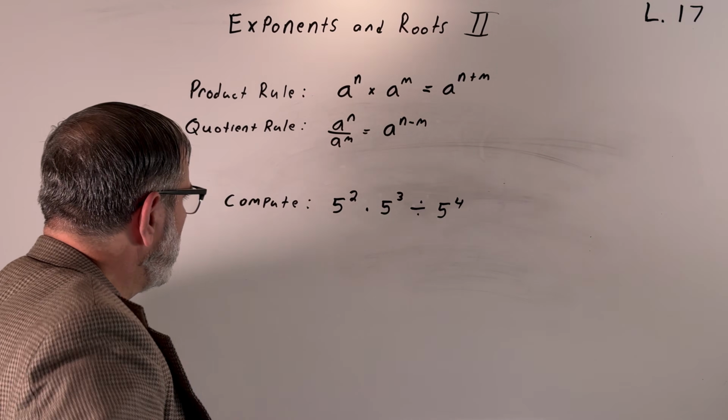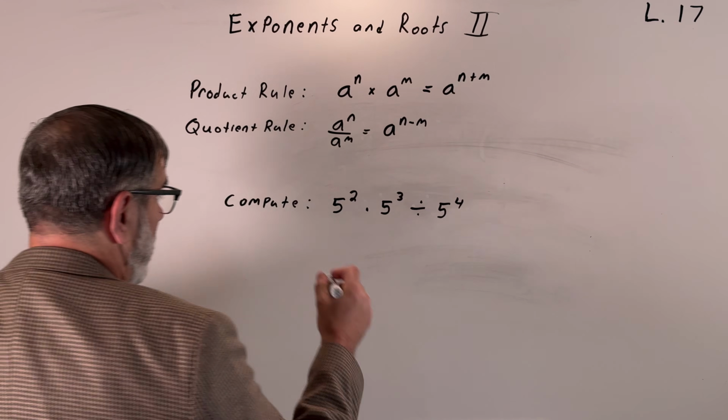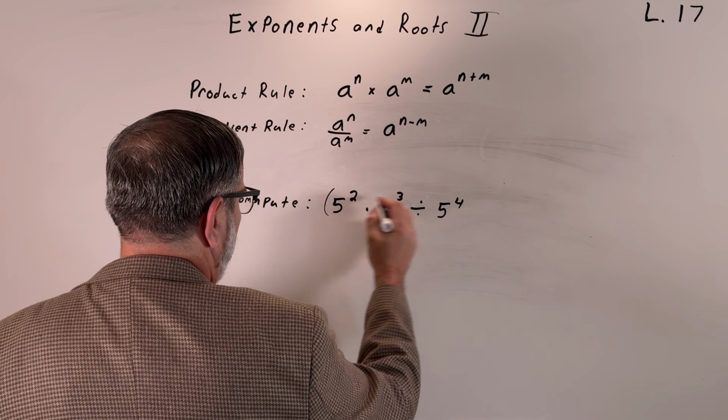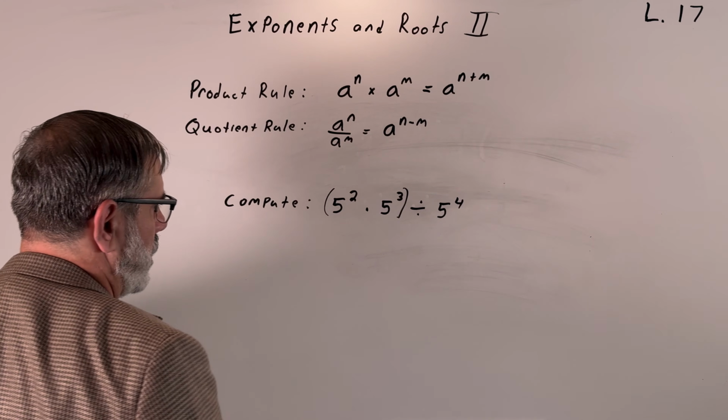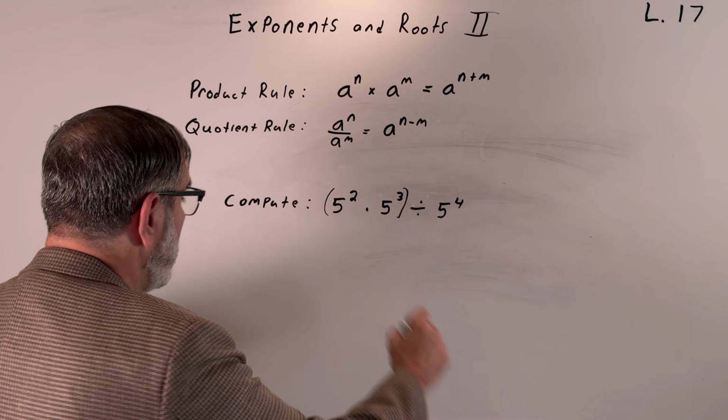All right, so how do I handle this beast? Well, first thing I want to do is group these two right here. So we're going to work on that part first, and then we're going to rewrite the divide by 5 to the 4th with a division bar.